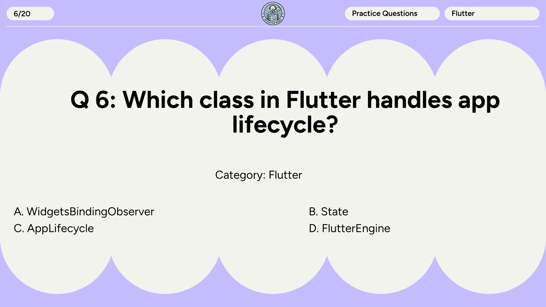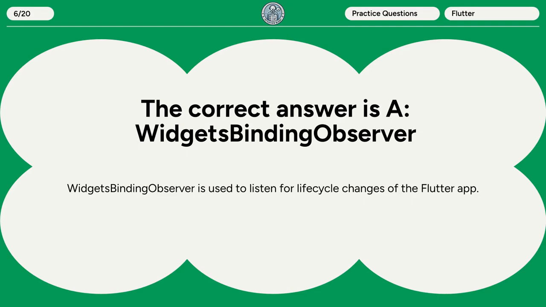Question 6. Which class in Flutter handles app lifecycle? A. WidgetsBindingObserver. B. State. C. AppLifecycle. D. Flutter Engine. The correct answer is A. WidgetsBindingObserver. WidgetsBindingObserver is used to listen for lifecycle changes of the Flutter app.